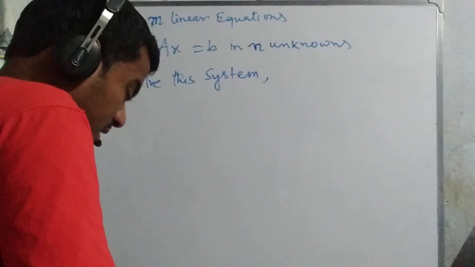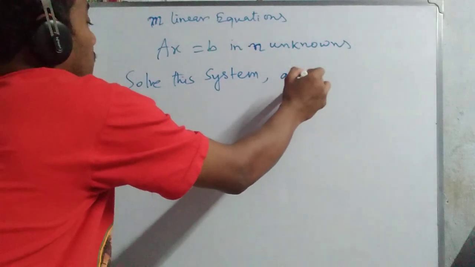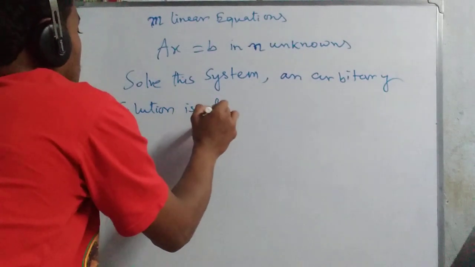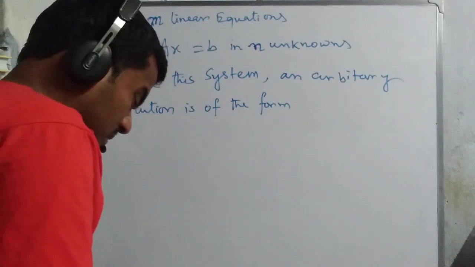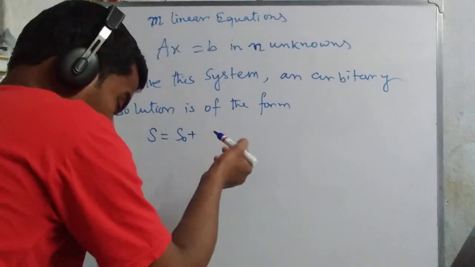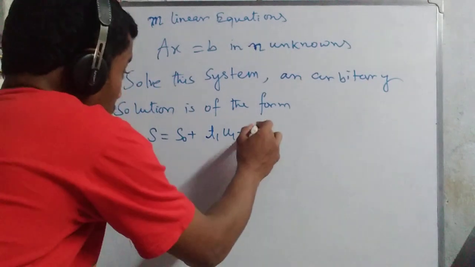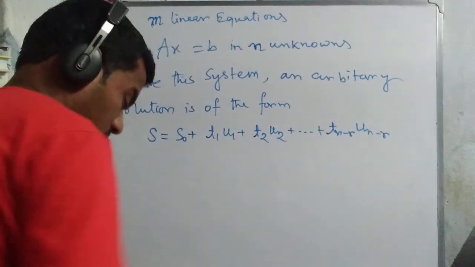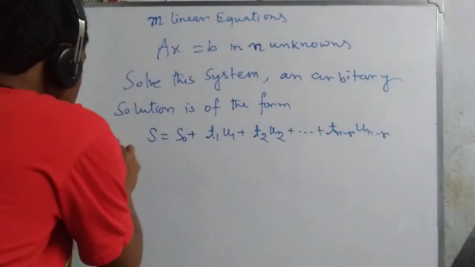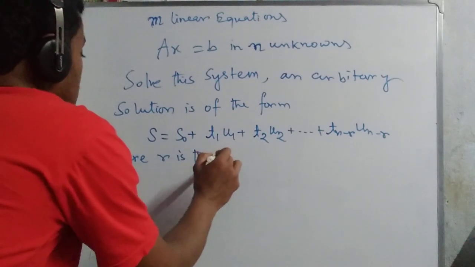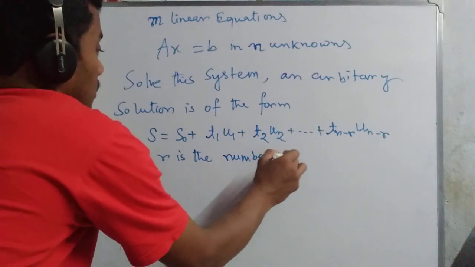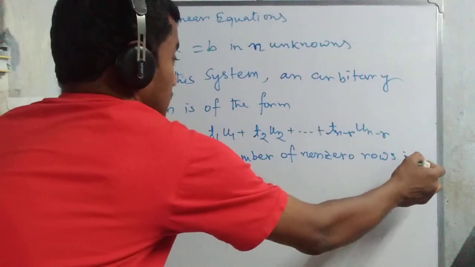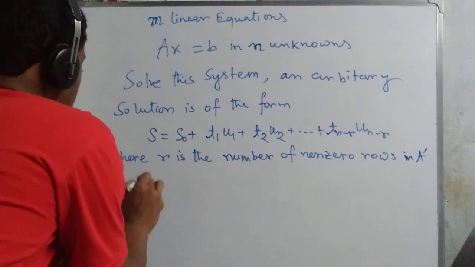Then an arbitrary solution is of the form x = s0 + t1 u1 + t2 u2 + ... + t(n-r) u(n-r), where r is the number of non-zero rows in A', where r is less than or equal to m.